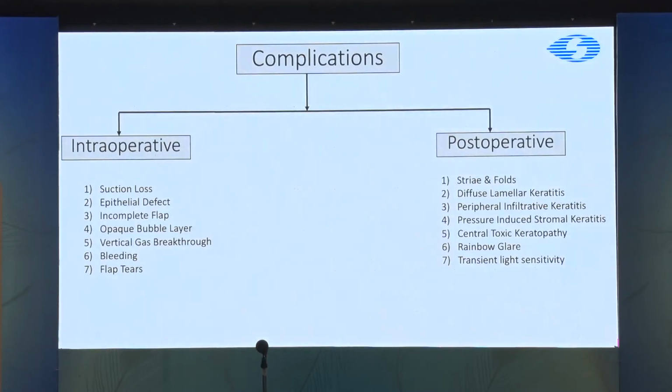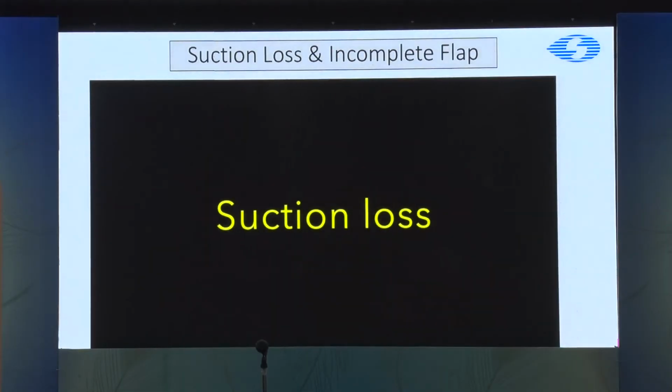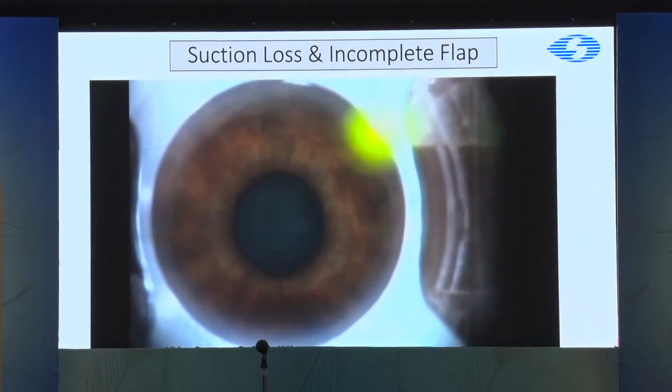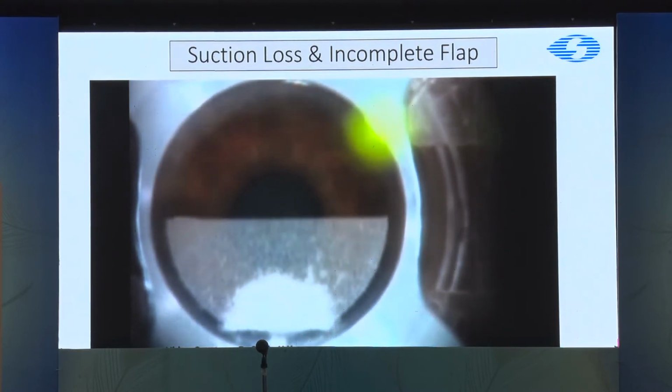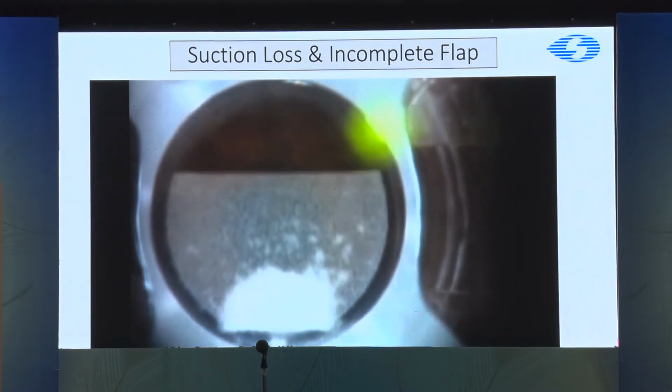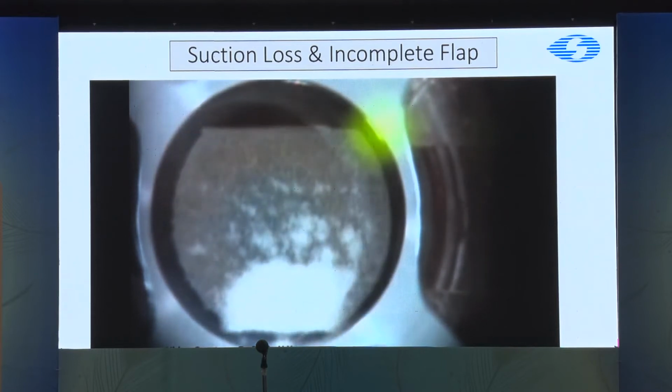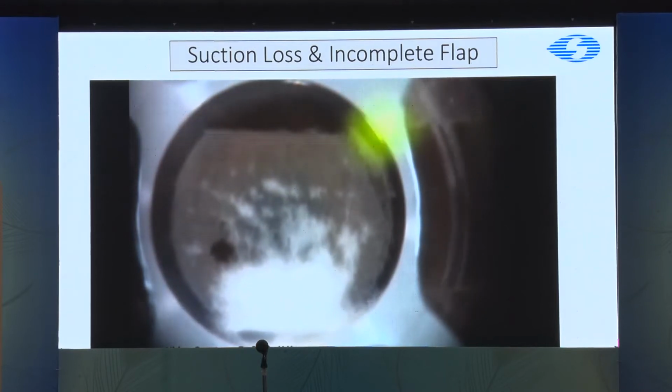Coming to complications, I've divided them into intraoperative and postoperative complications. So we'll go through the intraoperative ones first. The first one that I'd like to show this video of is a suction loss, which can occur. The vacuum built up by the laser is not as strong as by the microkeratome. It doesn't reach as a higher vacuum level, so you can have this kind of suction loss during the raster pass.